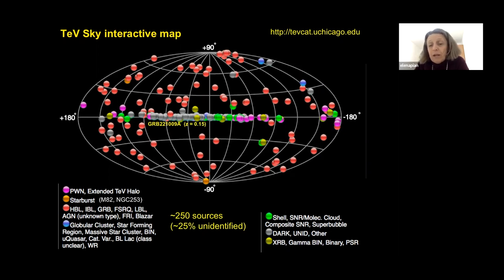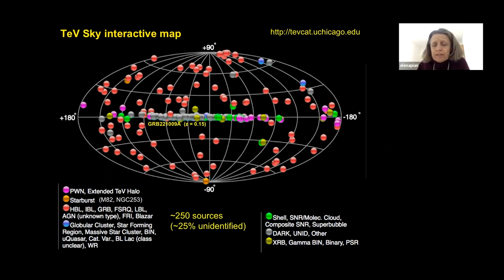TeV detection of gamma ray bursts is recent. There are, as I say, a handful, and I have only highlighted the most famous one, the GRB of 9 October last year, the brightest of all times, because it's so powerful, and since it is located at a relatively low redshift for a gamma ray burst, it was detected as an extremely bright source at all wavelengths. And we will see something about this one later on.